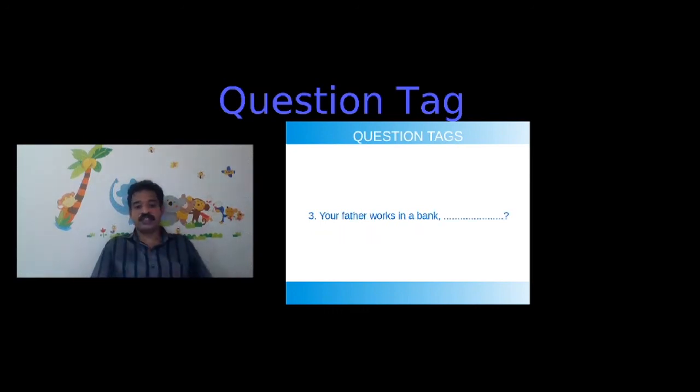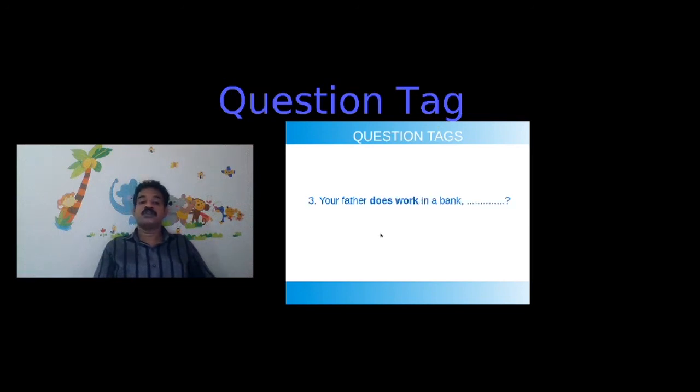Okay, now let's look at this sentence. Your father works in a bank. So in this sentence, there is no primary verb or an auxiliary verb. So what did we study earlier? When there is no primary verb or an auxiliary verb, you have to use what? You have to use the form of do. So here it is works. So we have to use does work. Your father does work in a bank.